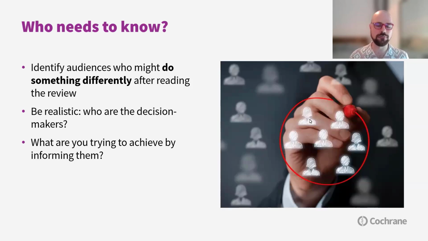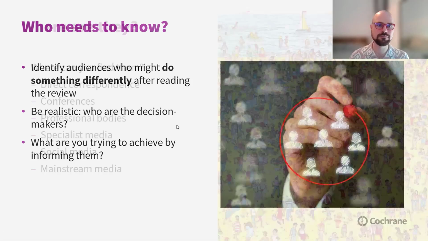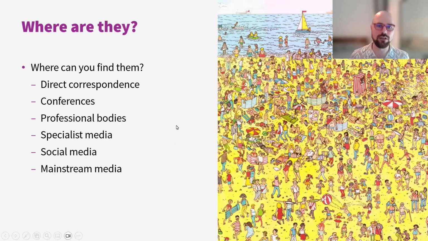So do think about who's actually going to be able to do something about these findings and who they're relevant to. And then ultimately, what are you trying to achieve by informing them? And then, where are they? So where can you find these audiences? Once you've identified relevant audiences, think about the best ways to actually get them.